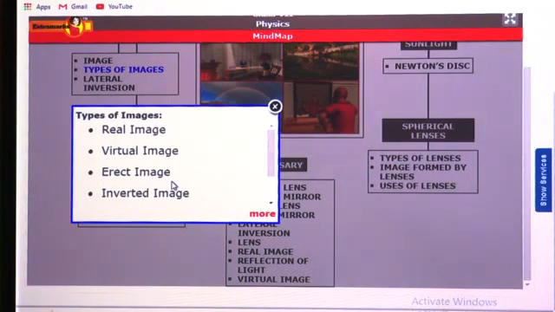You saw that animation about real, virtual, erect, and inverted images. Though you saw this animation, I think you are not getting these concepts of real image, virtual image, erect image, and inverted image. So these concepts we will discuss in our next session. Don't worry, I will explain in detail what exactly real, virtual, erect, and inverted are.